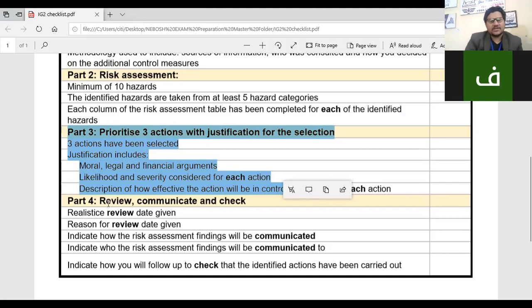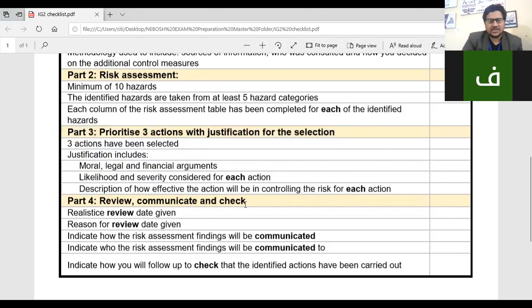Now part 4 is review, communicate, and check. Again, some checkpoints are there. Make sure there is a realistic review date given. When you are going to review the same risk assessment, a reason for review, date given. Like if you say, I'm implementing those actions, and I will review that risk assessment maybe after 1 month, maybe after 2 months, 3 months. But again, you have to justify that time limit.